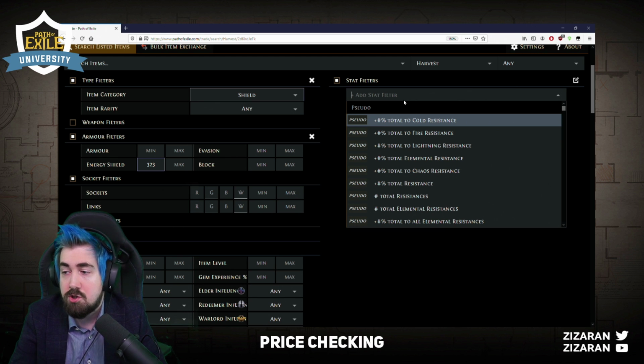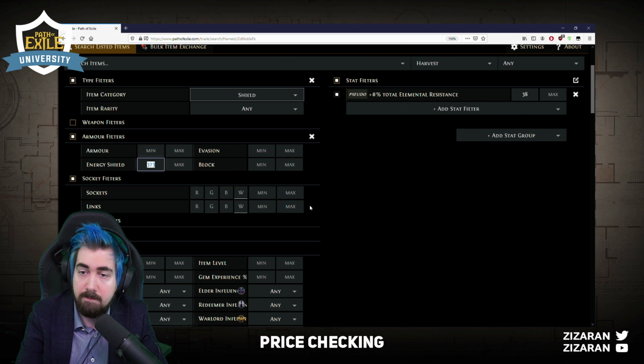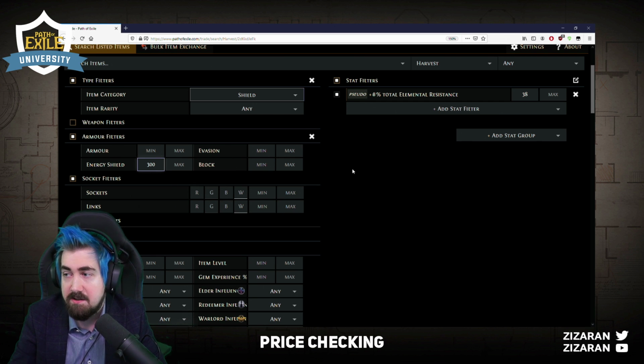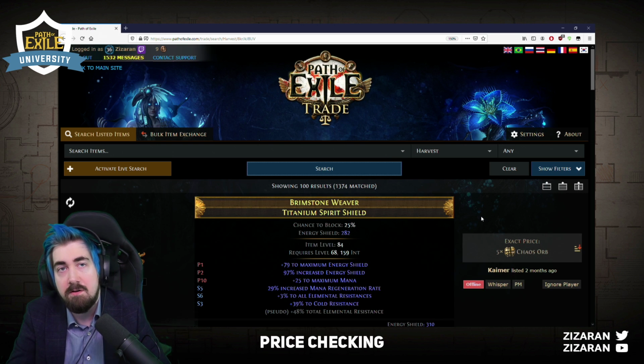So something we just showed the audience in the last episode was pseudo res. I would always search for slightly less than is on your item. So this has 43. Let's search for 38 and pseudo res. And I would also search for slightly less energy shield than is on my item, as an example. Then you see that, oh okay, it's not really that rare then, is it?